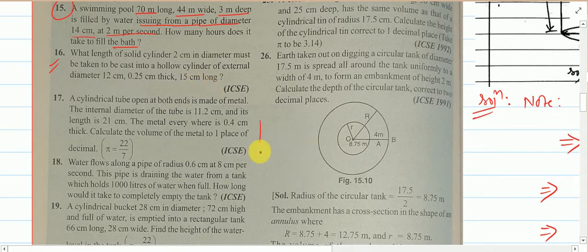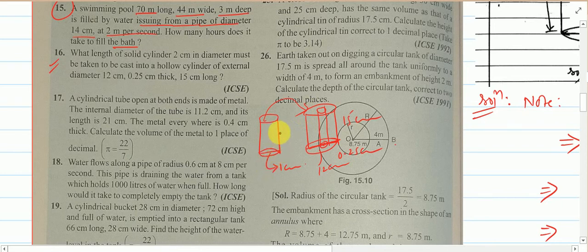So the question is, if I take a solid cylinder whose diameter is 2 centimeter, and I want to transform this to a hollow cylinder whose length should be 15 centimeter, whose external diameter should be 12 centimeter and thickness 0.25 centimeter. So from a solid cylinder I want to transform to this hollow cylinder.